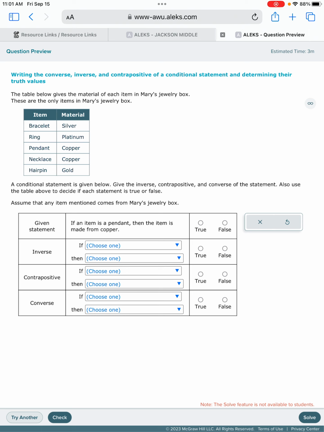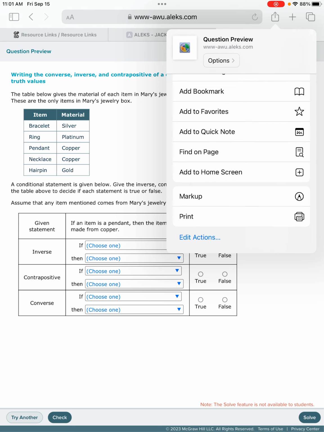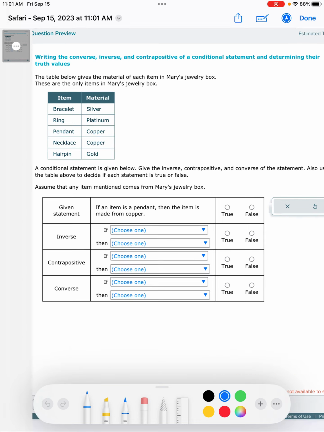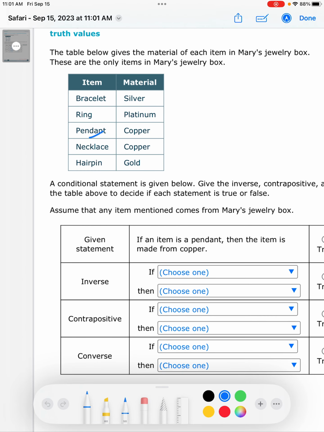So now our given statement says if an item is a pendant, then the item is made from copper. So let's go see. If the item is a pendant, then the item is made from copper. So let's go see if I have a pendant. That seems to be the only pendant there.